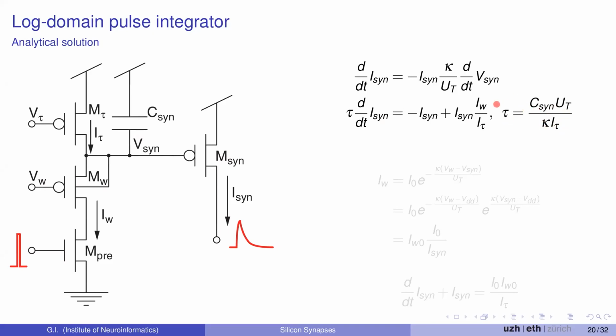So it makes sense because the larger the capacitor, the larger the time constant. So intuitively, it's correct. And also the smaller the tau current, the larger the time constant. So basically this is the solution of this log domain pulse integrator.